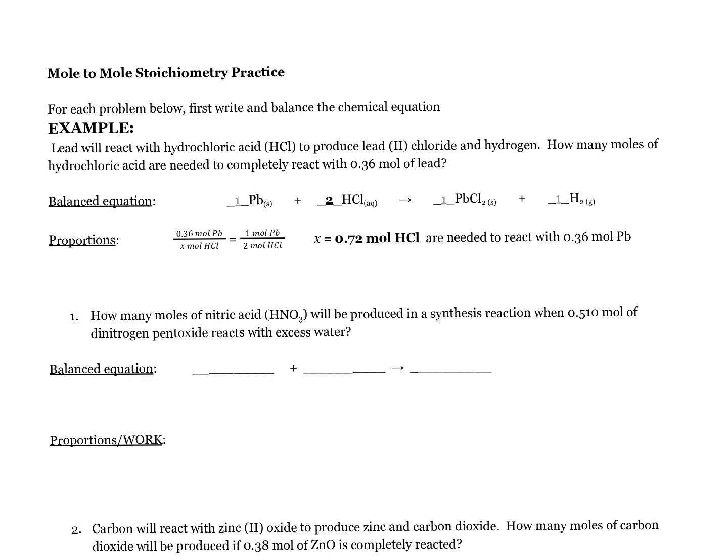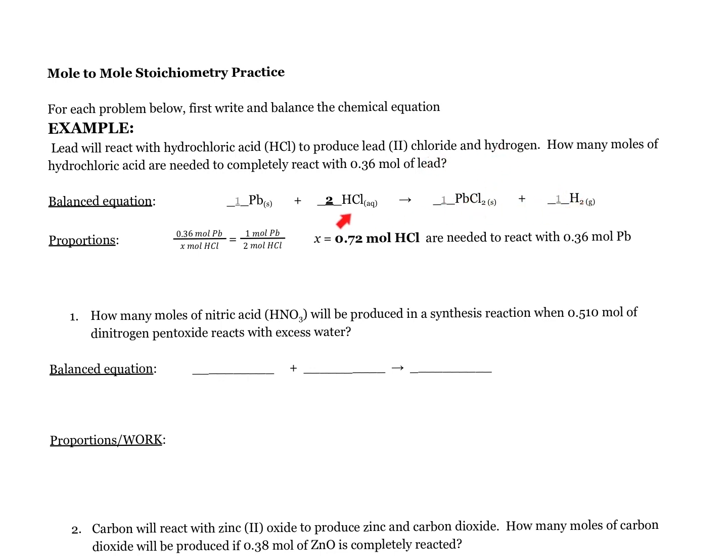We're going to do some mole to mole ratio practice problems. So we have an example here. Lead will react with hydrochloric acid. So here's our reactants, lead plus HCl, to produce lead chloride, so PbCl2, and hydrogen.